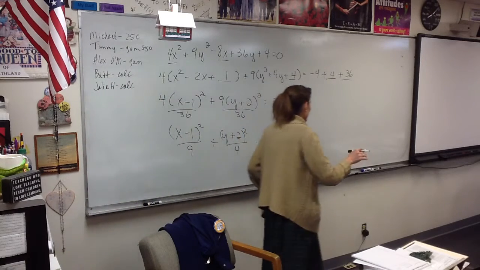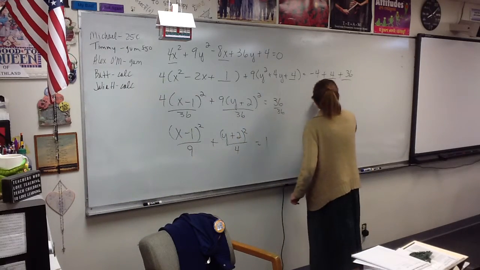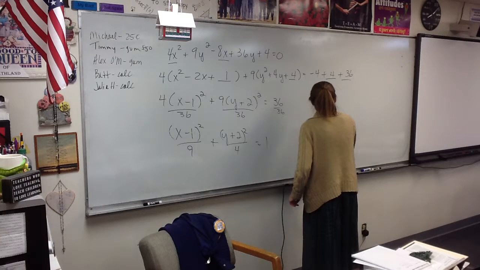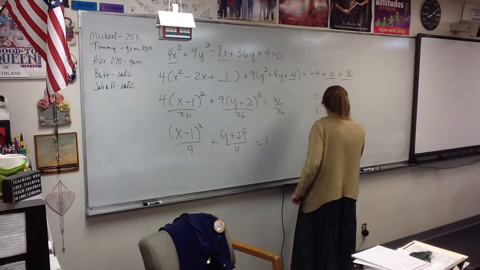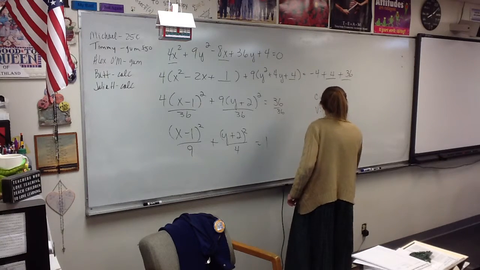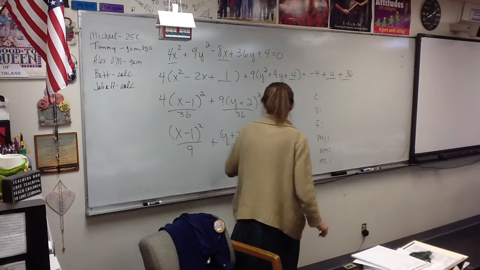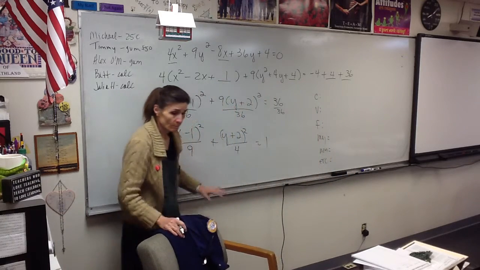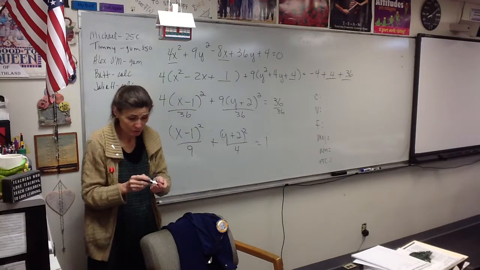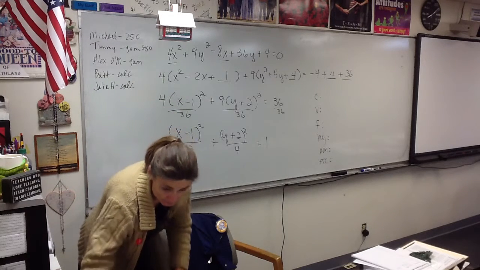Now, would you with your partner see if you can find the center, the vertices, the foci, the length of the major axis, the minor axis, and the eccentricity for this ellipse that we just put in standard form? Will you and your neighbor see if you can do that?